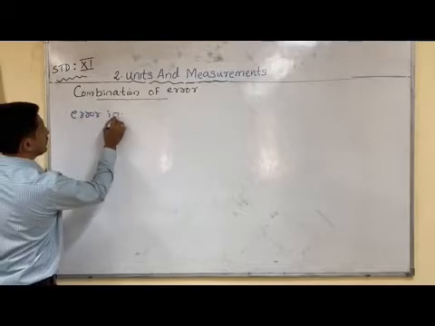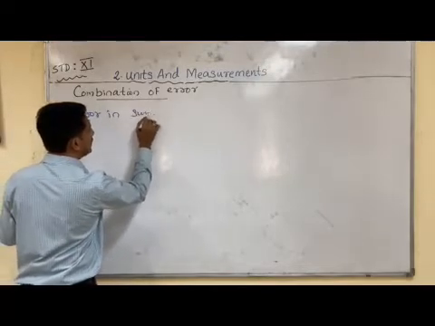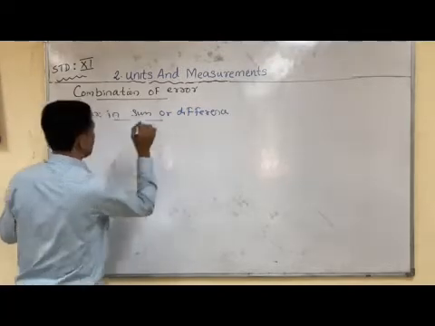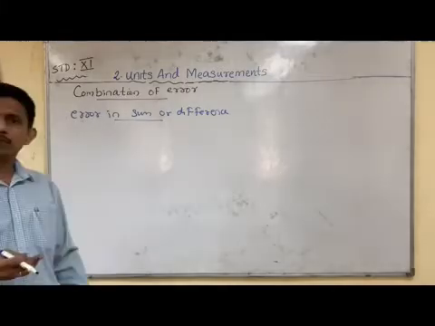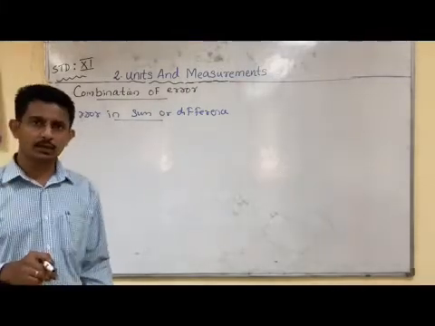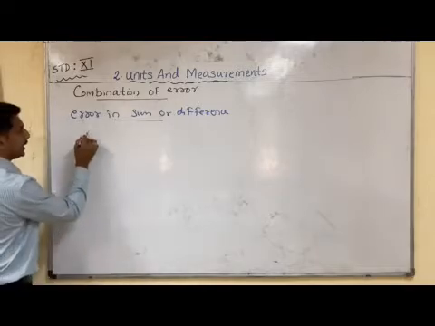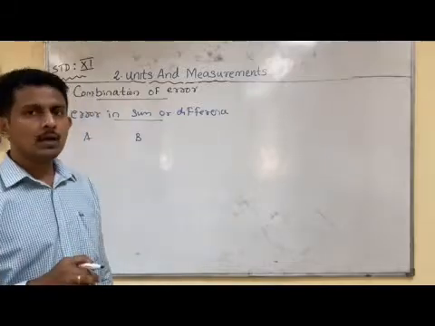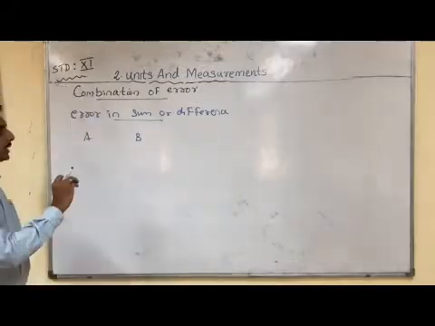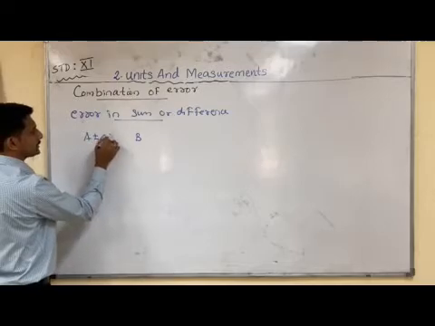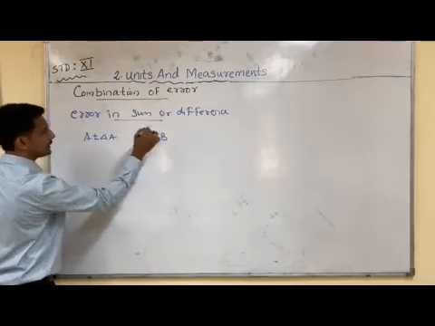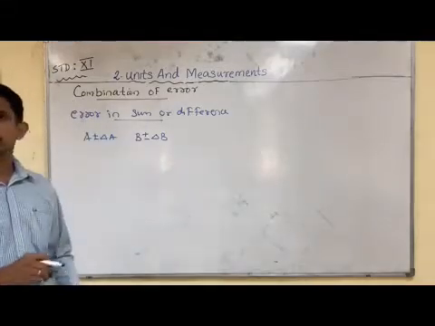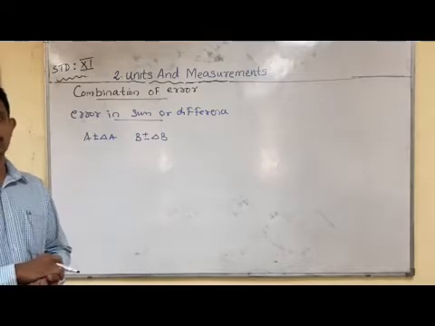Error in the case of a sum or difference. Suppose we are considering the measurement of two physical quantities, represented as A and B, and their measurements are represented as A plus or minus delta A and B plus or minus delta B, where delta A and delta B are the absolute errors in the measurement.